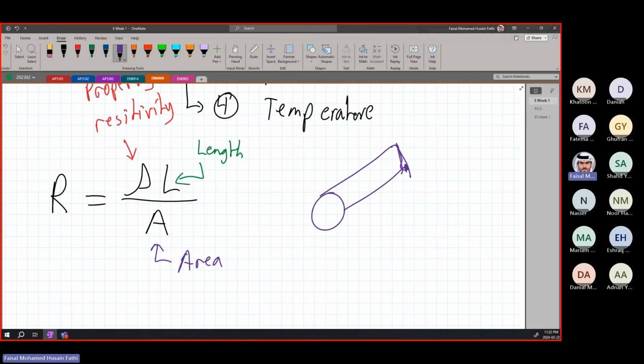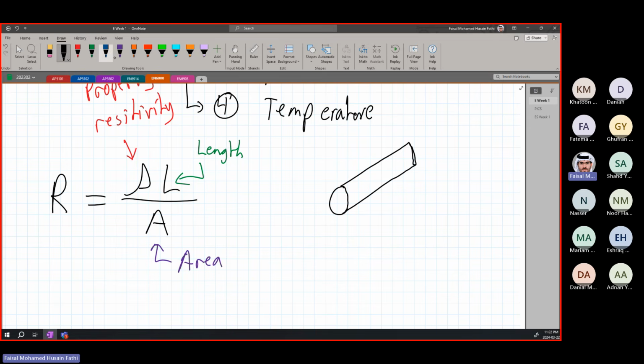This is a wire. Let me redraw that to make it a bit clearer. So let's say we have a wire. I'm making it much larger here, but let's say that this is a cylindrical wire. All right, so we have a wire here.